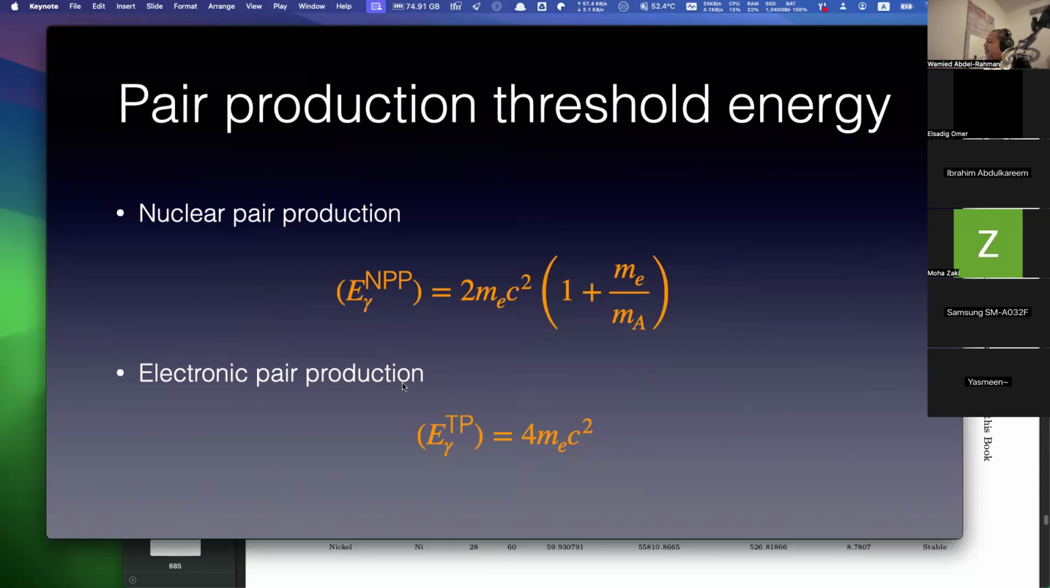Now, for electronic pair production, it's the same thing, but instead the target is going to be an electron. So all we do is replace the target by an electron, we get 1 plus 1, and the threshold for triplet production to happen is going to be 4 m_e c squared.